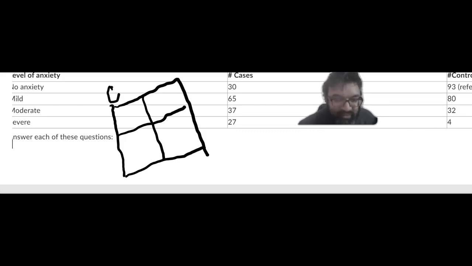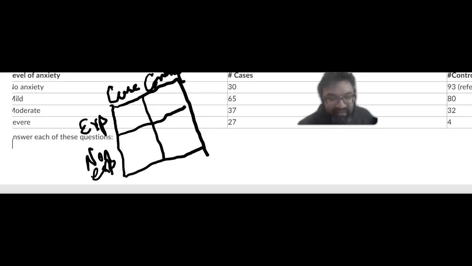So remember, this is cases right here. This is control. And then this is exposed. And then here's non-exposed. So as you can see, these are actually arranged in the wrong way, or not quite arranged.